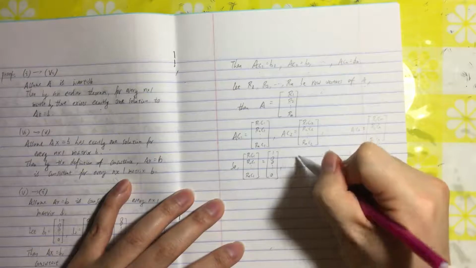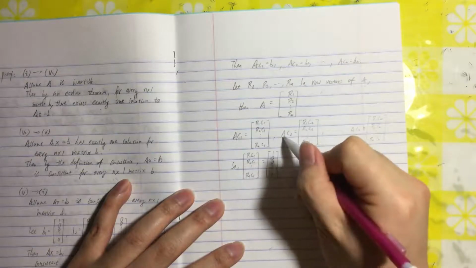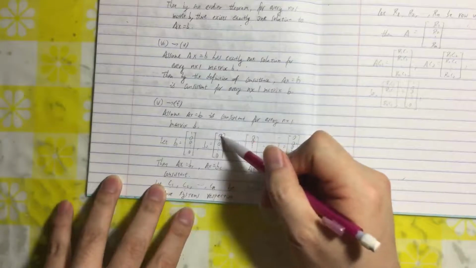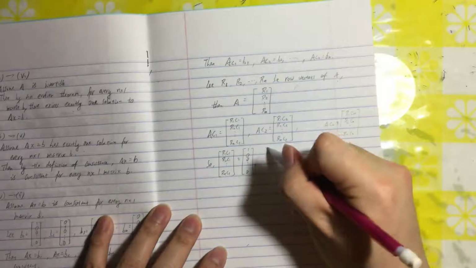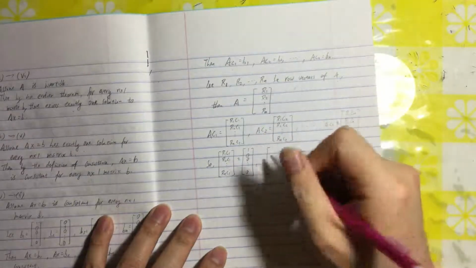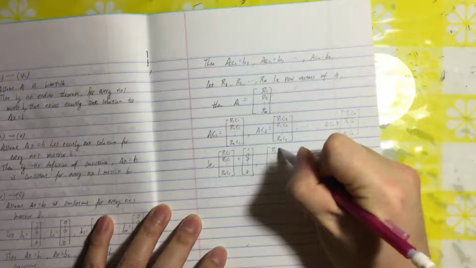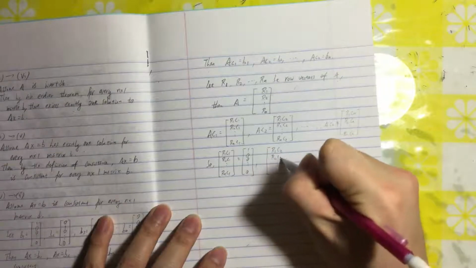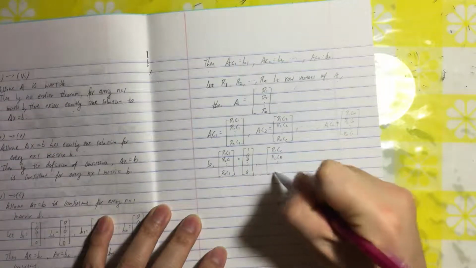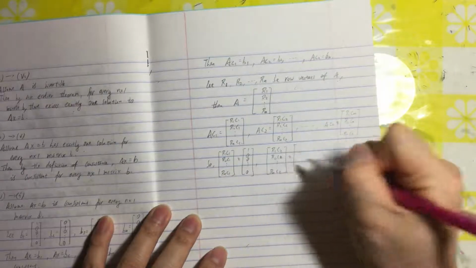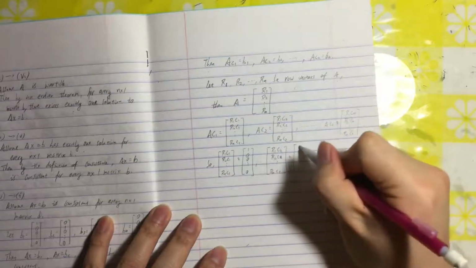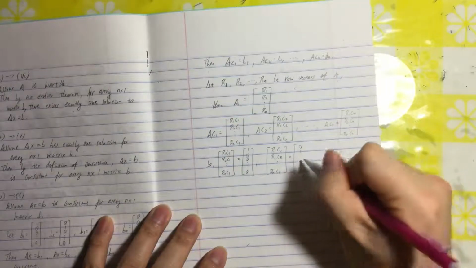Here, A times C2 equals B2. B2 is a column vector that has 0 everywhere, 1 in the second place. So this vector R1 times C2, R2 times C2, Rn times C2 equals B2, the column vector with 0 everywhere, 1 in the second place.